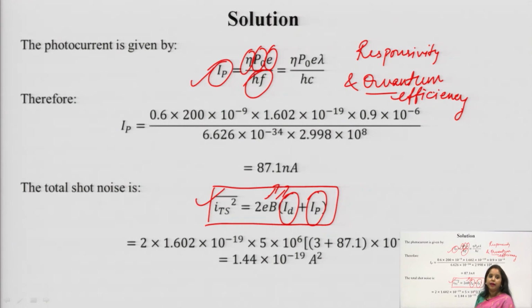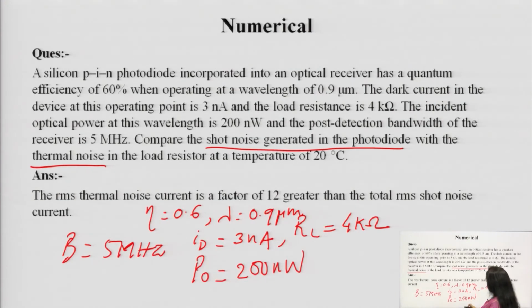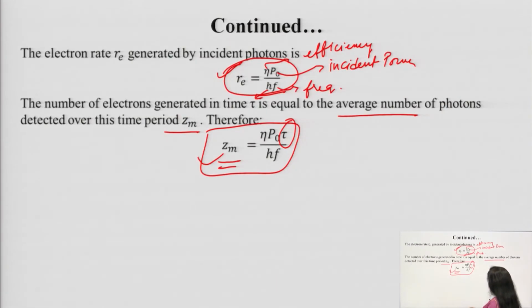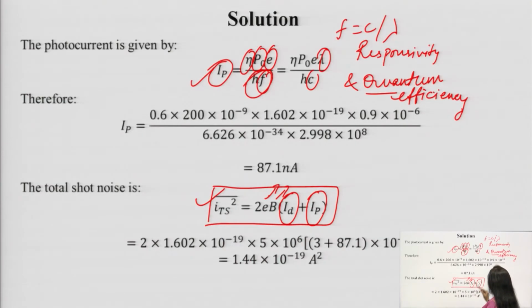But we have a value of lambda here. Lambda is related to f by f equal to c upon lambda. So, in place of f we have replaced c upon lambda. P naught value is given to us, e value is known to us, lambda value is given. So, efficiency 0.6, P naught 200 nanowatt, e is 1.6 into 10 to the power minus 19, lambda 0.9 micrometer, h constant known to us, c already known to us. In that case, we are able to calculate IP equal to 87.1 nanoampere.